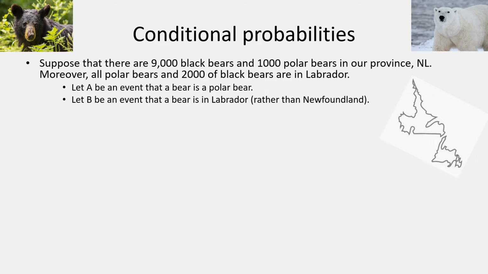So let's do a little bear puzzle with conditional probabilities. The numbers here are pretty approximate. I was trying to dig out more current numbers, but they're not that easy to come by. So suppose that there are 9,000 black bears and 10,000 polar bears in the province of Newfoundland. And moreover, let's say that all the polar bears live in Labrador rather than on an island, and 2,000 out of 9,000 black bears are also in Labrador. So 7,000 black bears and no polar bears live on an island, and all polar bears and 2,000 black bears are in Labrador.